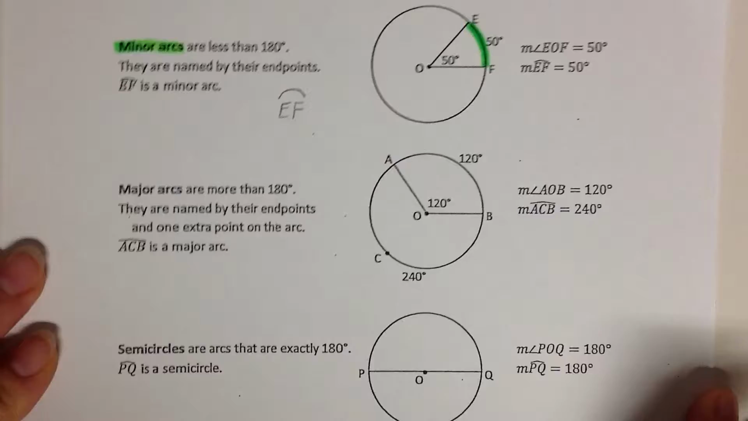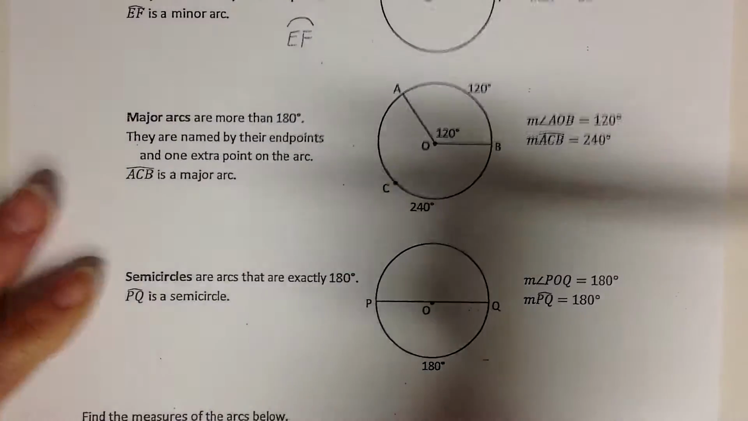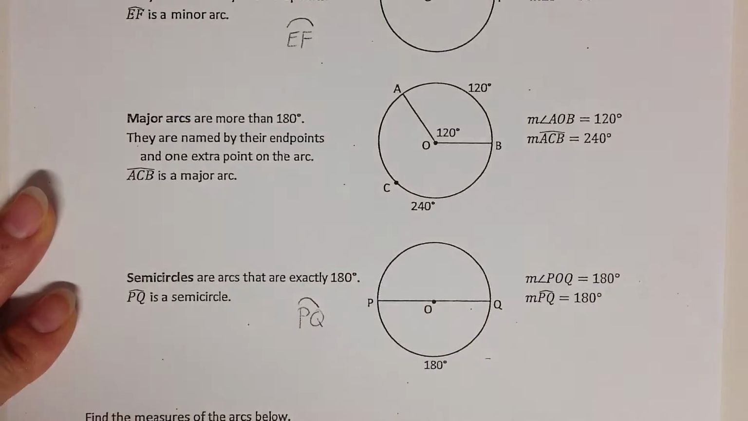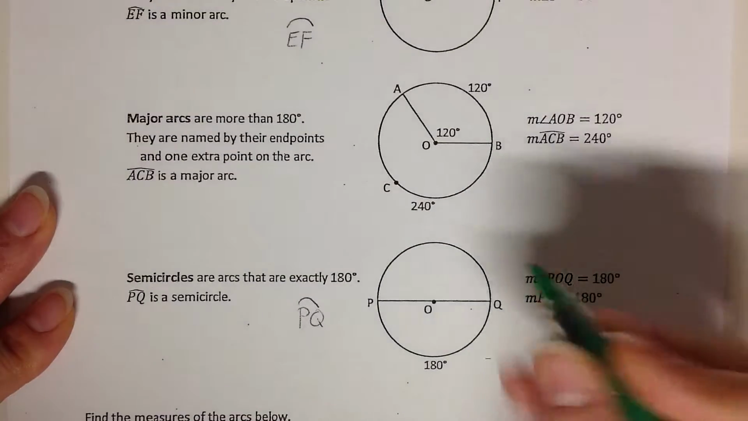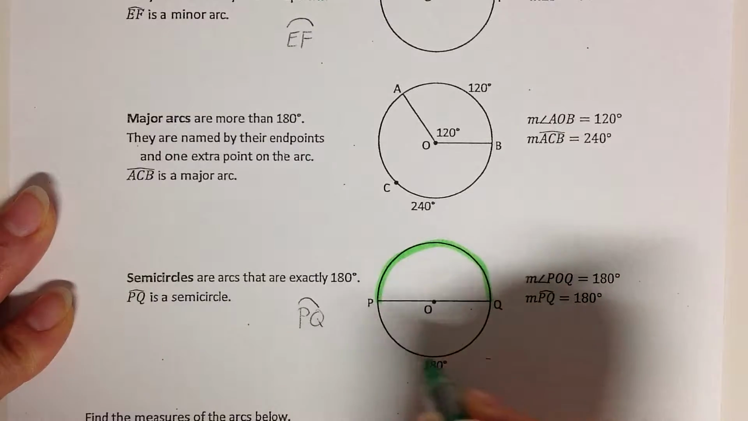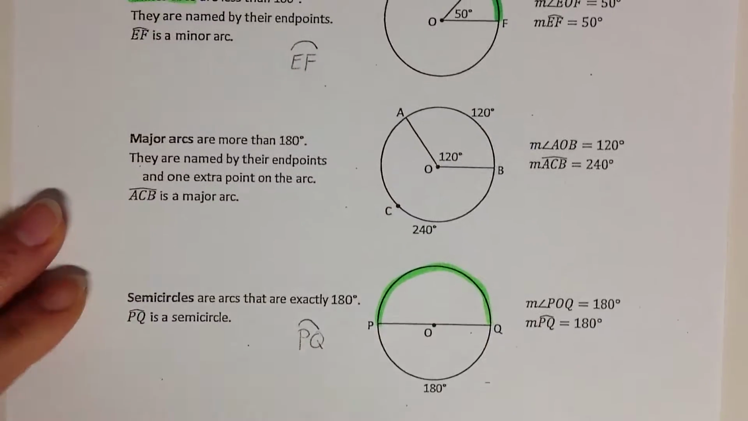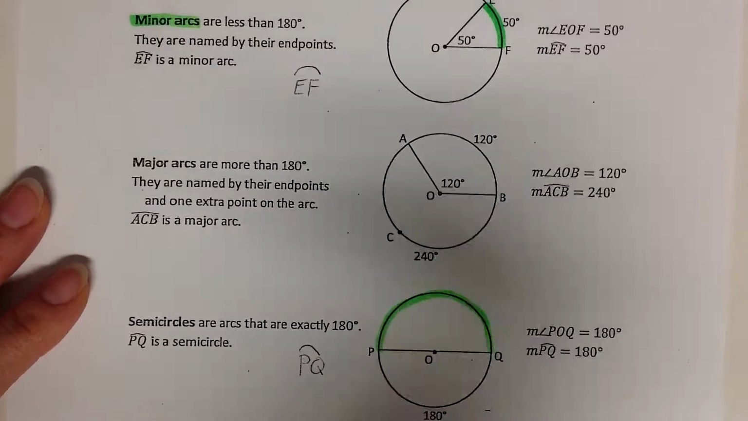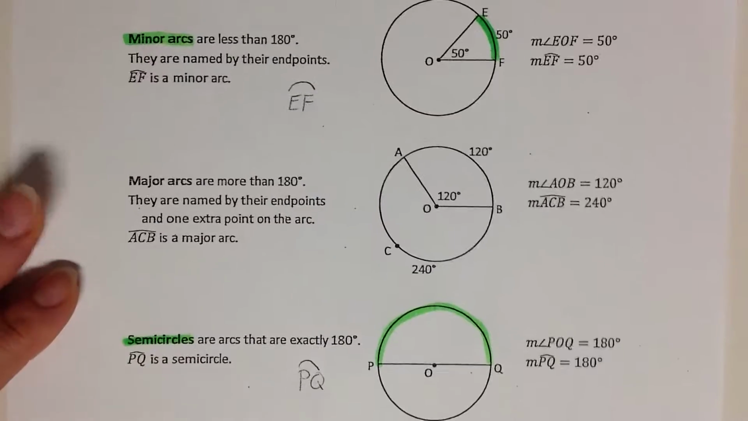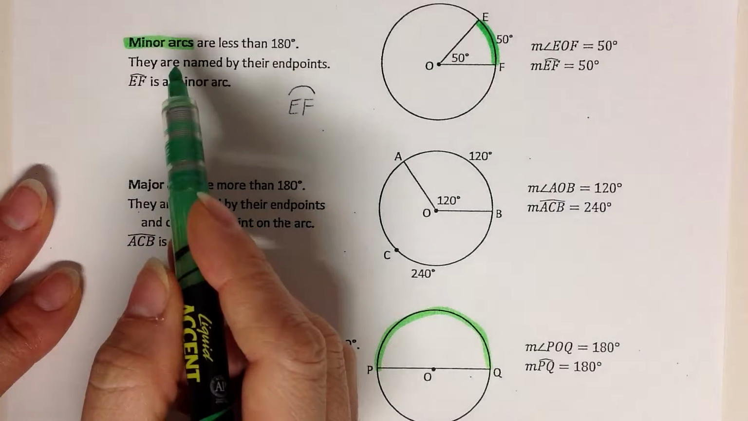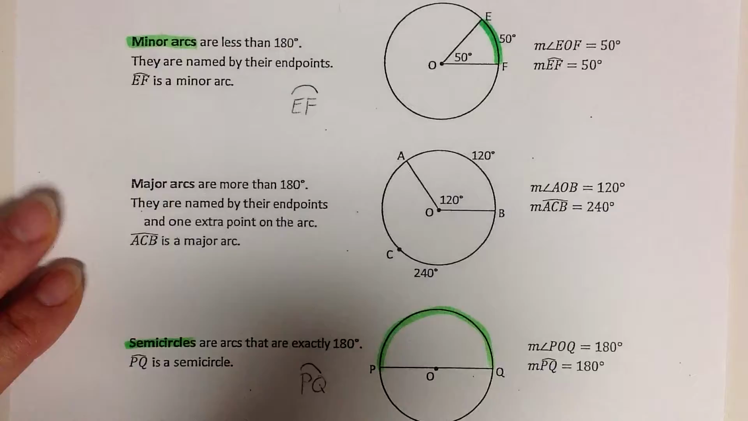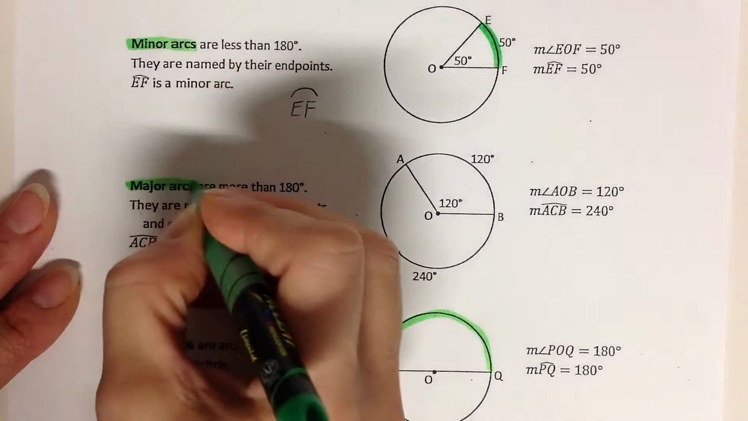The middle ground here is going to be arc PQ. Okay, so start at P, end at Q. It doesn't matter whether you go up top or you go down below, because the semicircle is half a circle. It's going to be the same either way. So that's a semicircle, and that's 180. So a minor is going to be smaller than that. That's the middle ground. Major is anything bigger than 180.